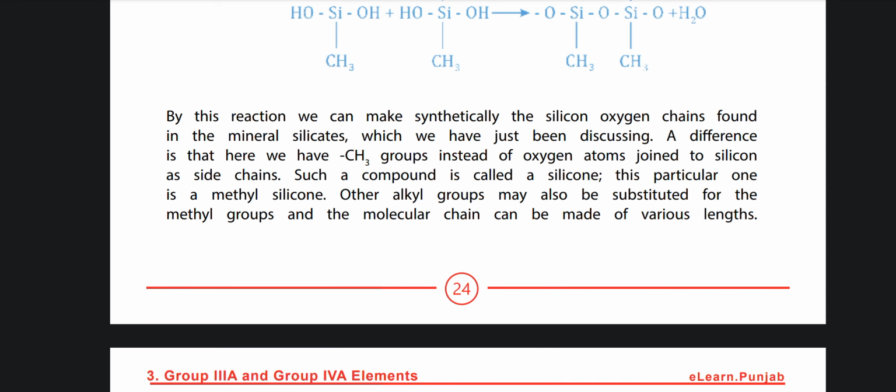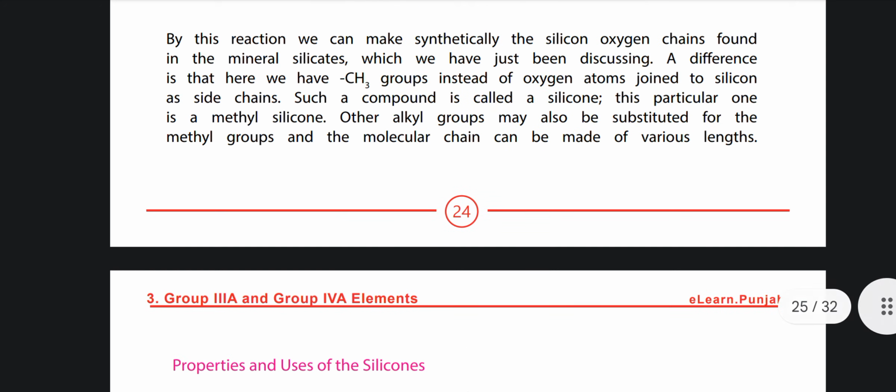discussing. A difference is that here we have CH3 groups instead of oxygen atoms joined to silicon as side chains. Such a compound is called a silicone. This particular one is a methyl silicone. Other alkyl groups may also be substituted for the methyl groups, and the molecular chain can be made of various lengths.